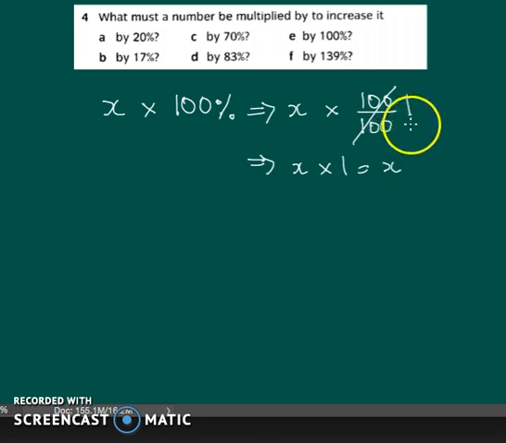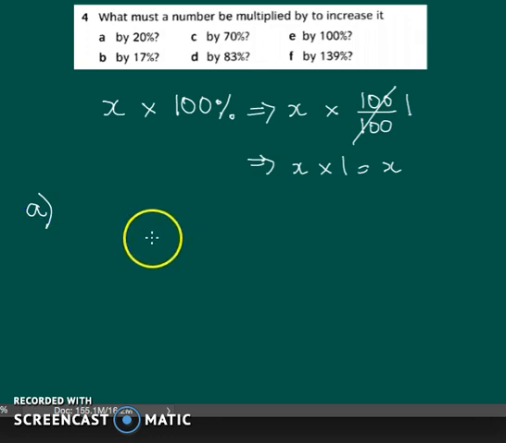So you see that when you multiply a number by 100%, you are not changing anything about it. It is exactly the same as it was before. So if we want to increase or decrease a number, we will have to multiply it by something more or less than 100%. And let's find out exactly what.